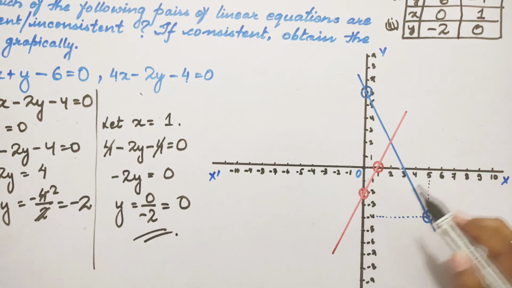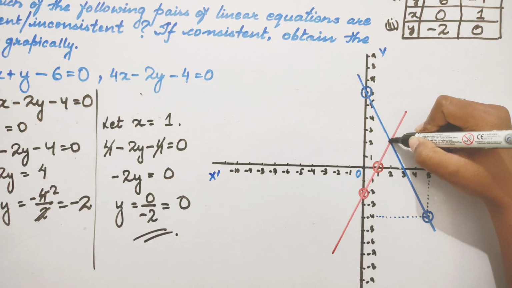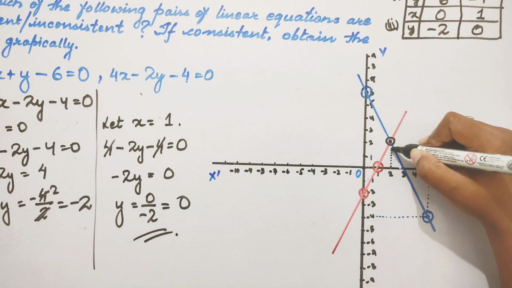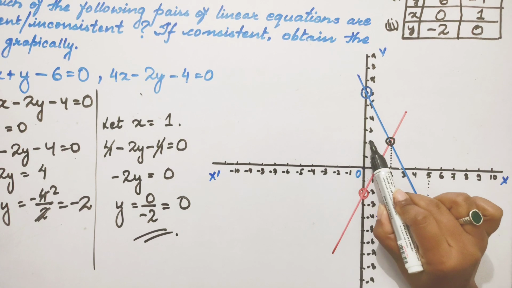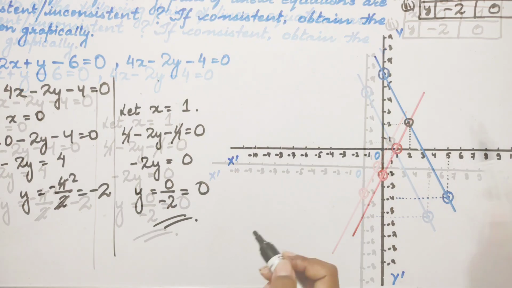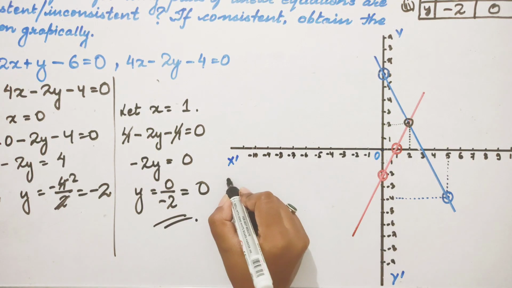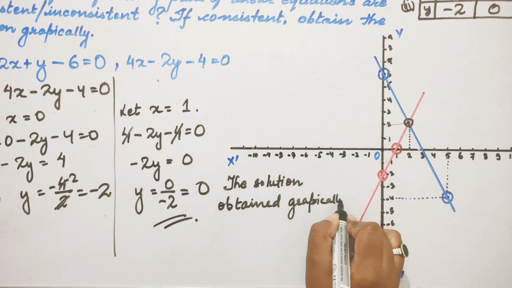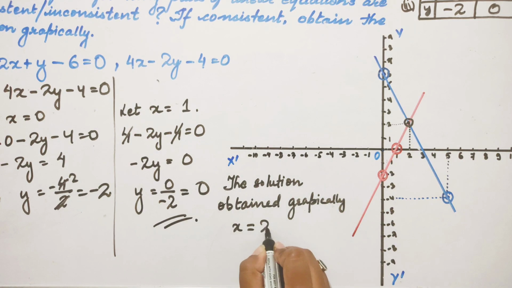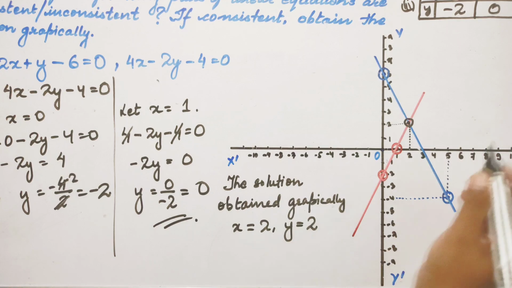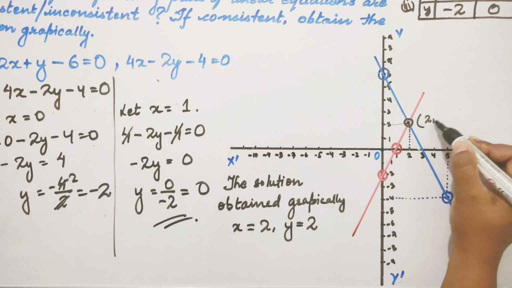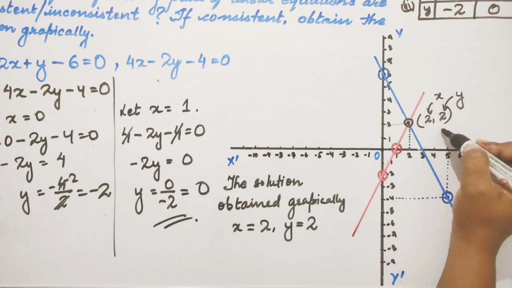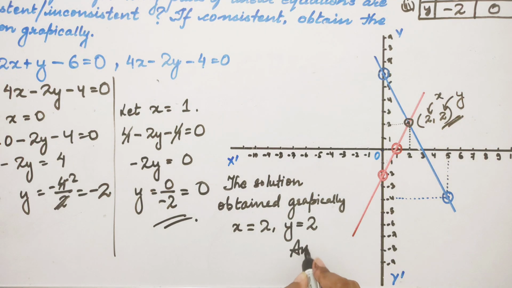As we can see, the point at which these lines intersect is, from the x-axis, the distance is 2, and on the y-axis also the distance is 2. So here we can conclude x equals to 2, y equals to 2. Since this is the point 2, 2. And this is your answer.